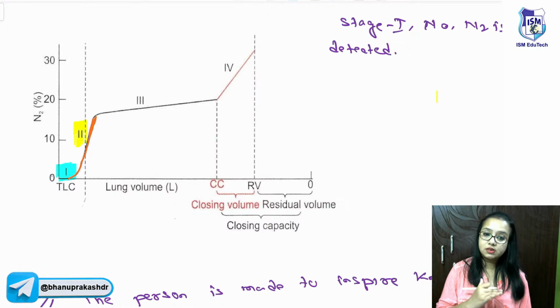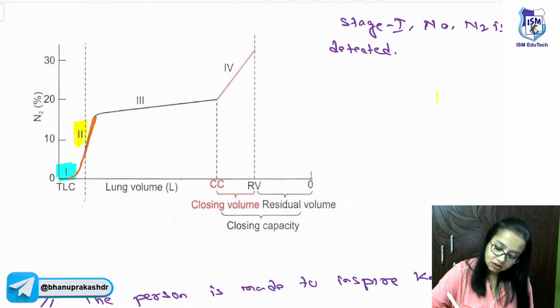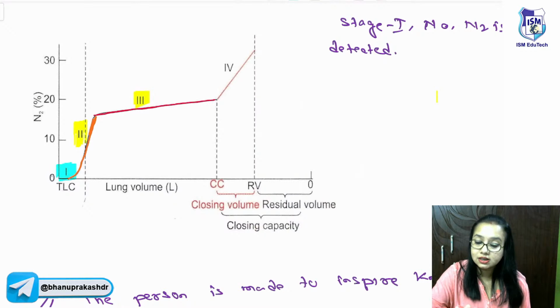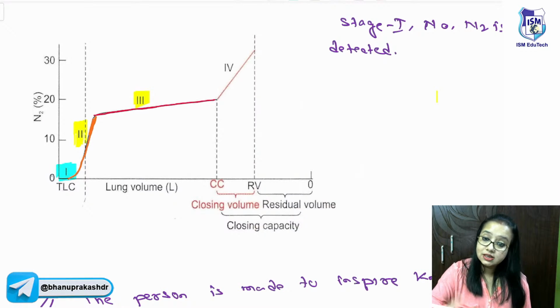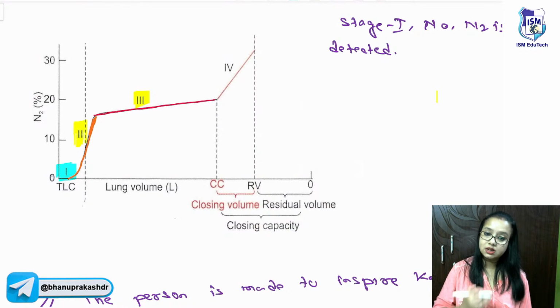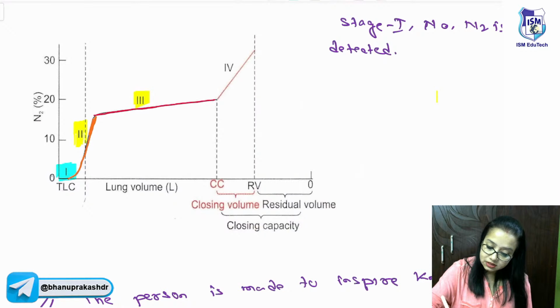So in the second stage, when the nitrogen starts coming after the oxygen has come out, we see a sharp rise in the nitrogen content, which we have plotted on the y-axis. After that, for a certain time, there is an almost linear plateau. Here there is no increase in the nitrogen content, meaning the nitrogen is coming not only from the upper alveoli, it is coming from the lower alveoli. Now, the end of this plateau signifies the closing volume.